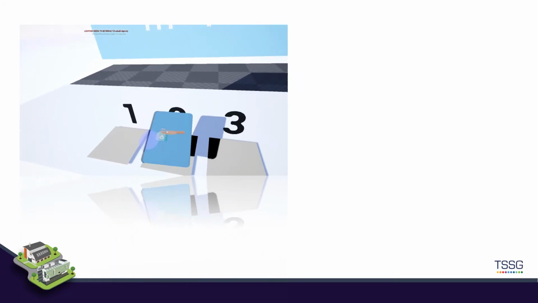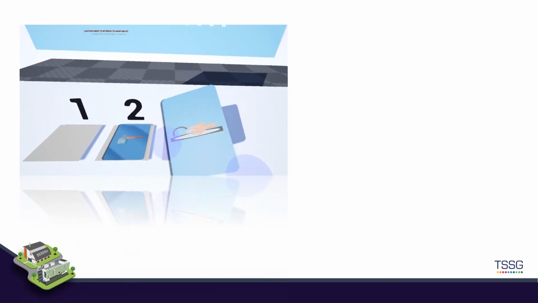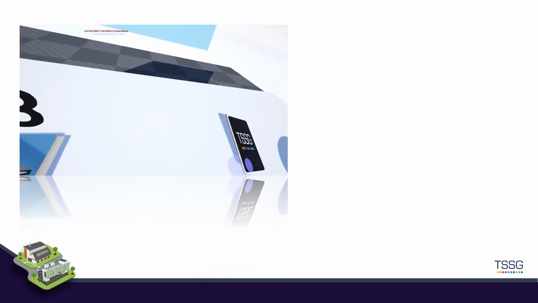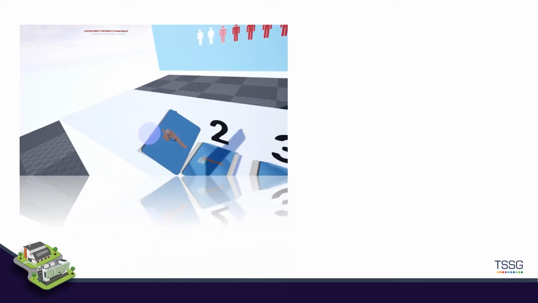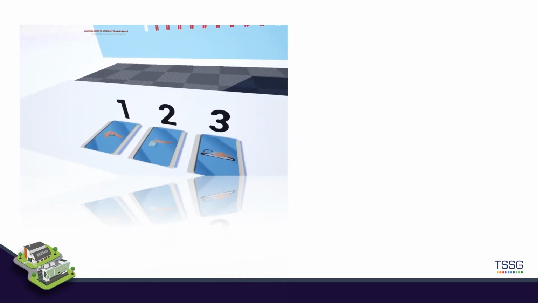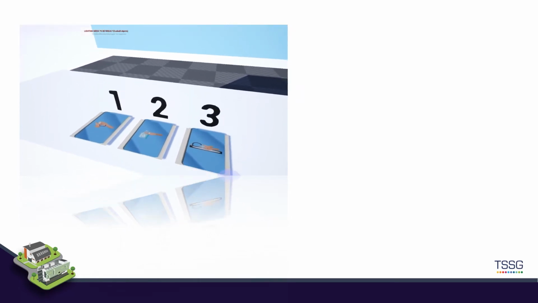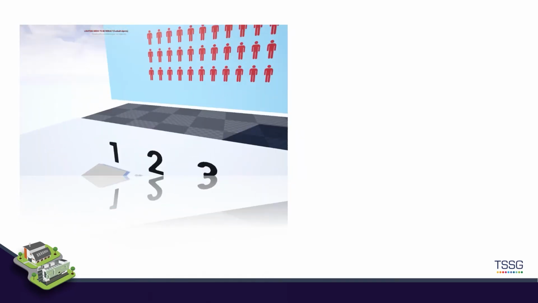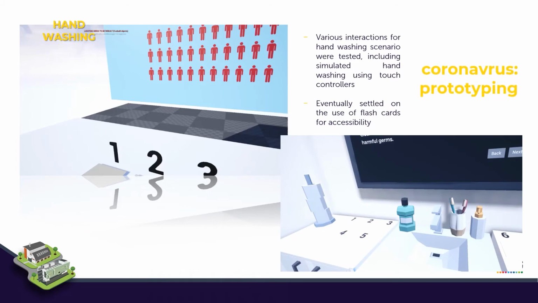So the cards themselves represent the 10 steps of correct hand washing, and the idea behind this is that hand washing is a process that is not always done correctly, and we needed a way of explaining it properly so that it can be fully understood and implemented by anyone who uses the application.